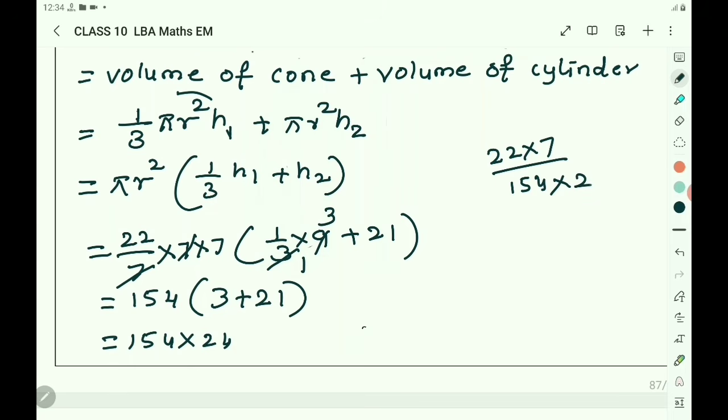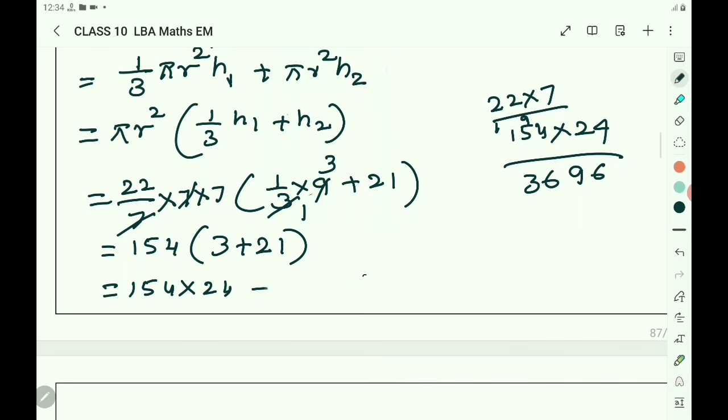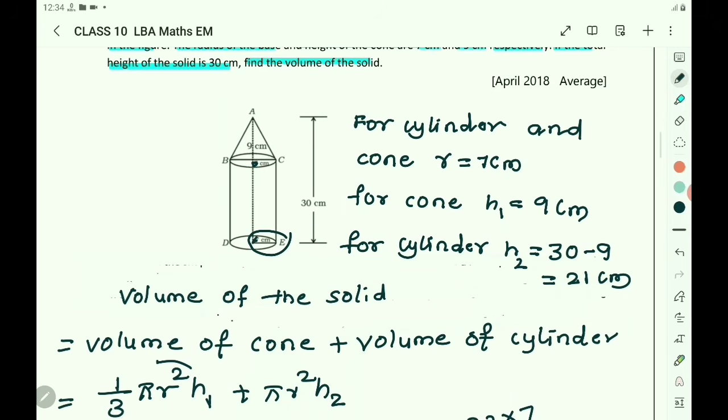Multiply this 154 by 24. 24 4s are 96. 9 carry. 24 5s are 120. 120 plus 9, 129. 12 carry. 24 1s are 24. 24 plus 12 is 36. You got 3696 cm cube, the volume of the solid. Volume of the solid is 3696 cm cube.